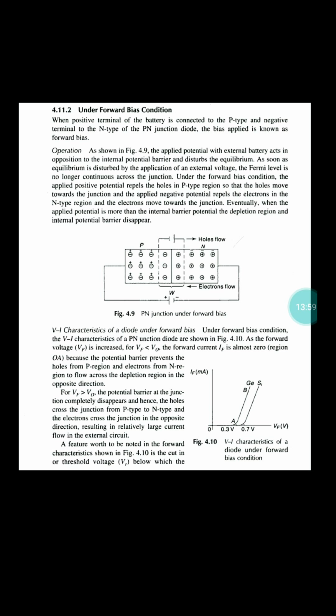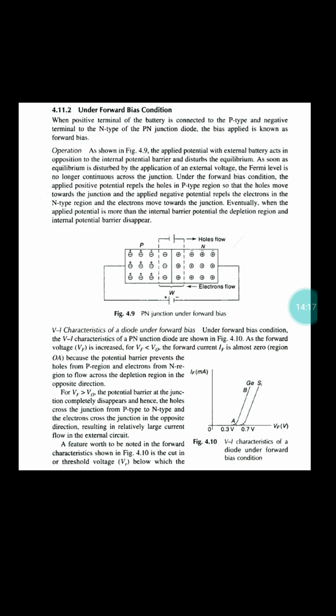Up to 0.3 volts, it still waits without crossing over the junction. Once it starts to cross over the junction, we can expect the current. So based on these characteristics, we can explain it clearly.